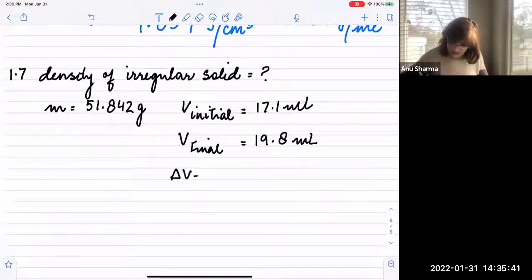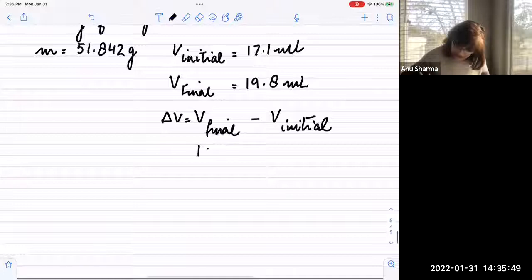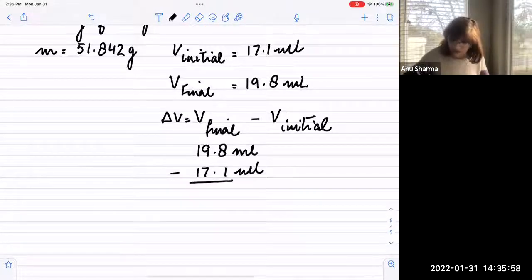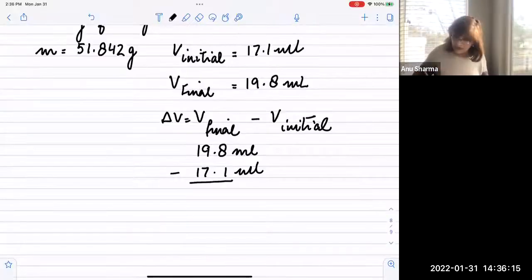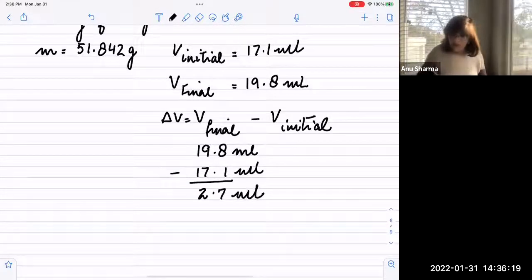The difference in volume is V final, the final volume, minus V initial, the initial volume. So here we have 19.8 ml, 1 decimal place, minus 17.1 ml, also 1 decimal place. So the answer should have only 1 decimal place. This comes out to be 2.7 ml. So that is the volume of the rock or the irregular solid.